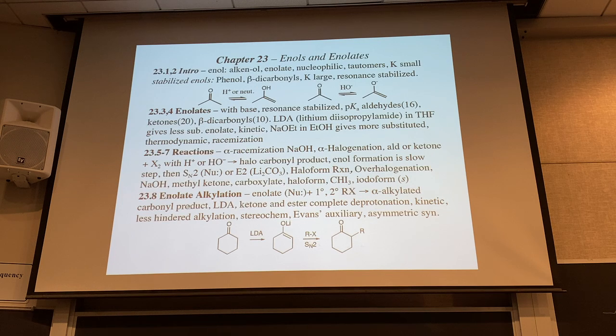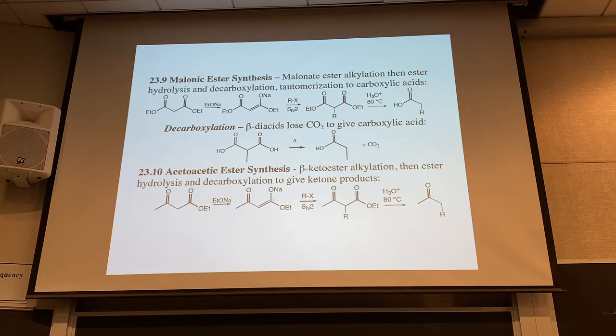Enolate alkylation, this is probably the more important one. We'll introduce a new base here called LDA, or lithium diisopropylamide. That will be an irreversible, hindered, strong base that will completely form the enolate and then do reactions there. LDA allows us to form the least hindered enolate and have some regioselectivity there, and we'll point that out as well.